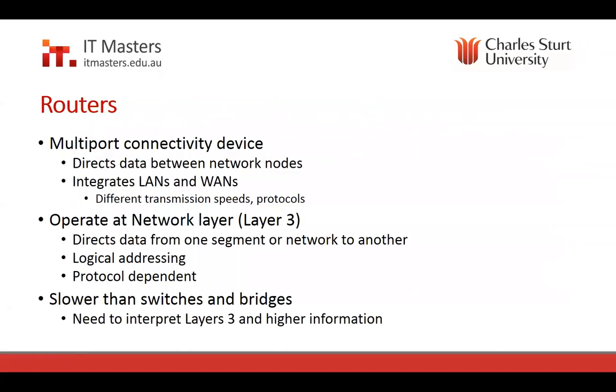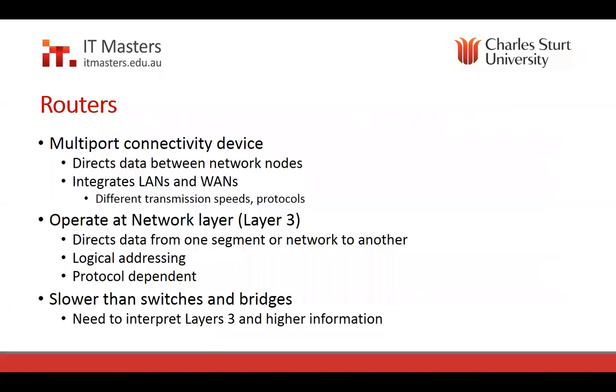So routers, if we go to the next layer up, layer 3, routers are a multi-port device which simply distinguish between our network subnets. They join LANs and WANs together, so local area networks and wide area networks together, but they can also just join LANs together. And the good thing about them is they can handle different transmission speeds and protocols.